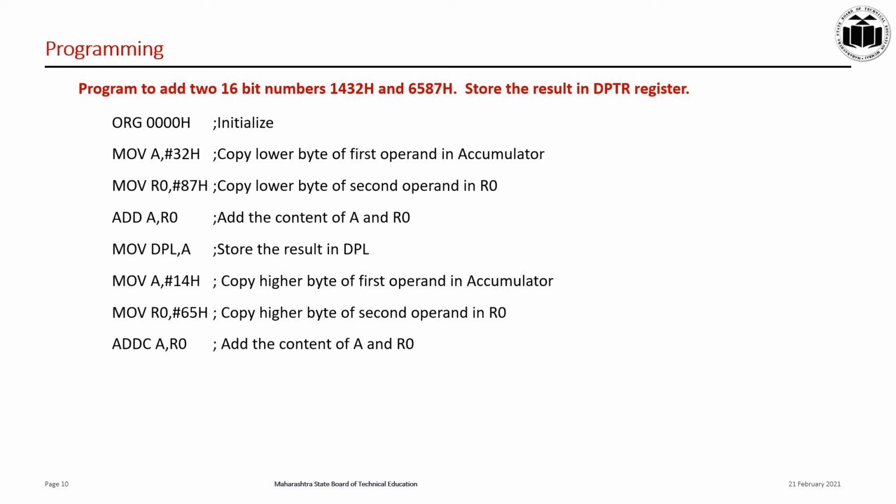ADC A, R0. This will add the content of accumulator with the register R0 with carry flag. MOV DPH, A. This will store the result of addition of higher byte into DPH register. Then END. Now, before we proceed further, please attempt MCQs from set 1, which is given to you as assessment sheet.